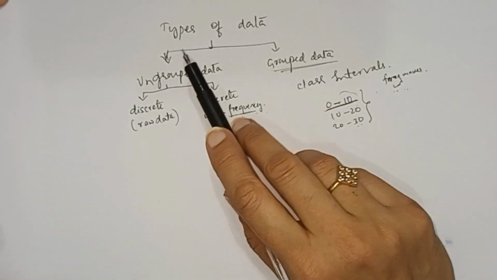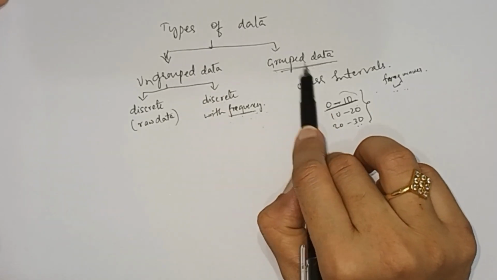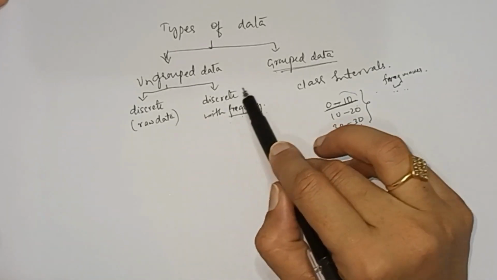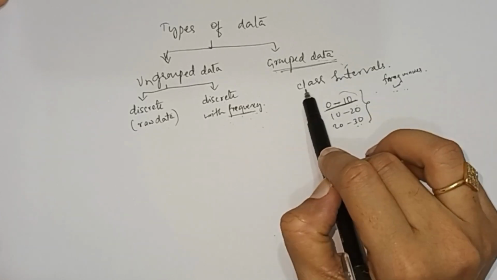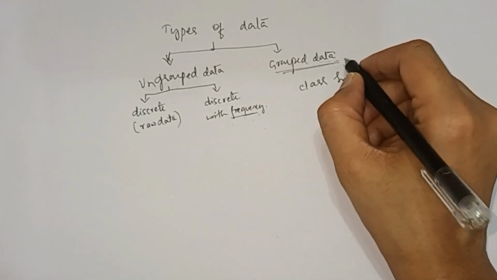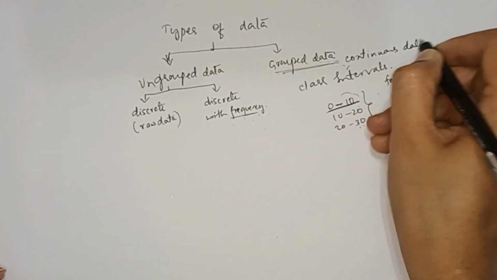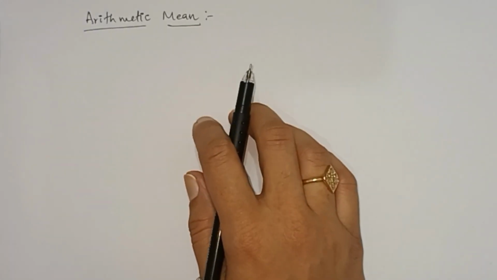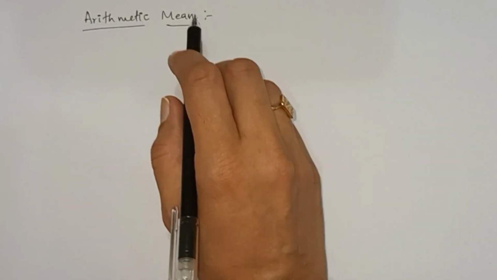So these are the two basic types of data: ungrouped data and grouped data. Under ungrouped data you have discrete without frequencies, and discrete data with frequencies. Under grouped data, only one category, that is continuous data, which involves class intervals. Now I'll explain the first measure of central tendency, that is arithmetic mean.